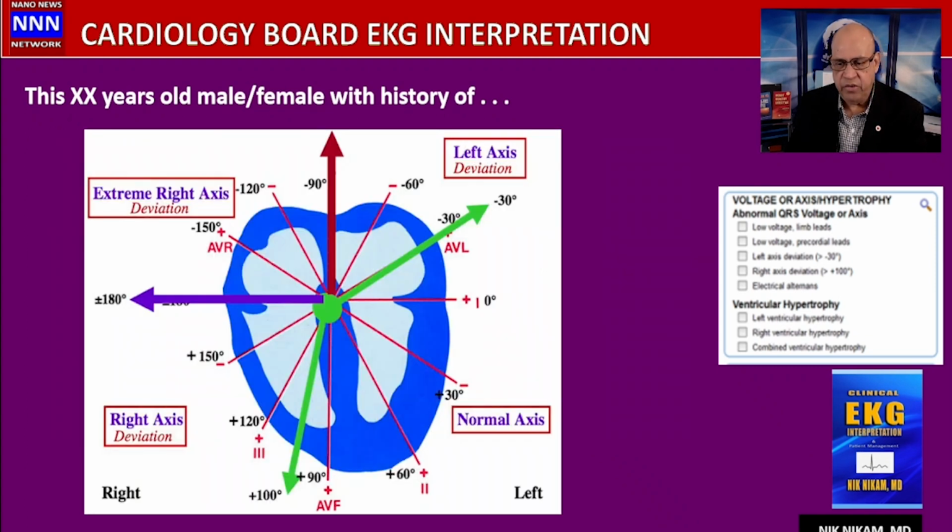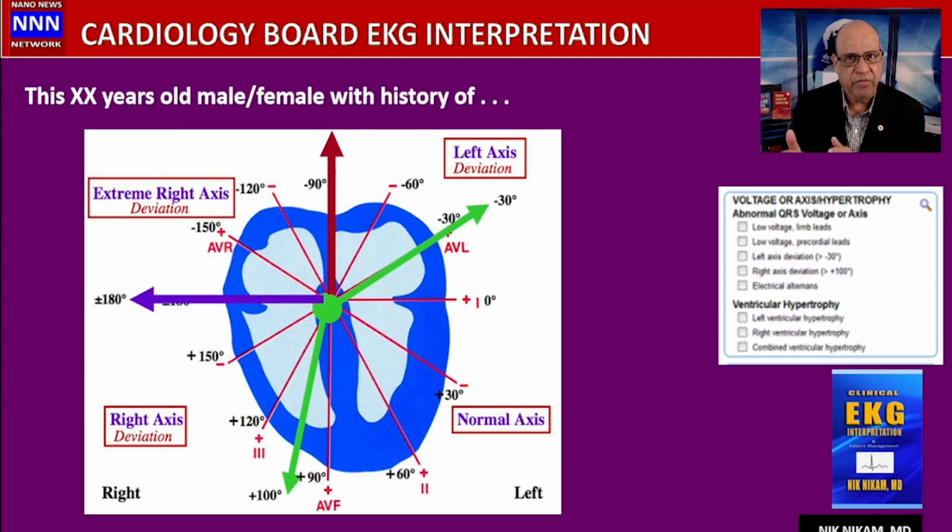Okay, next we're going to move on to the electrical axis of the heart. A lot is being said about the electrical axis of the heart. The electrical axis tells us about some conditions within the heart that may be a clue as to how significant the underlying cardiac problem or problems are and what we need to be aware of.